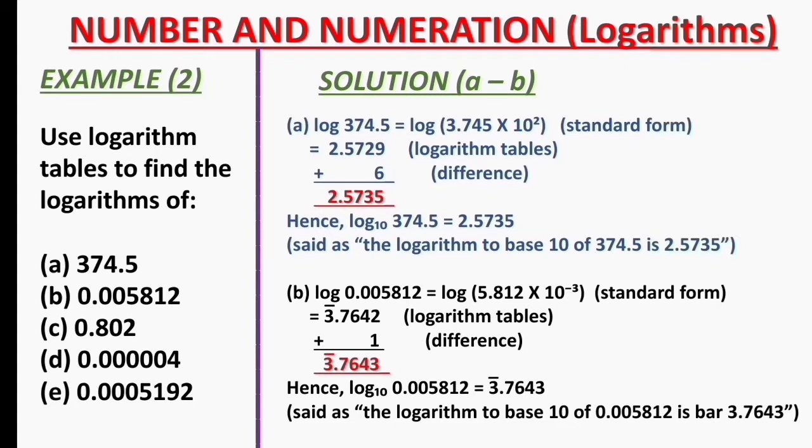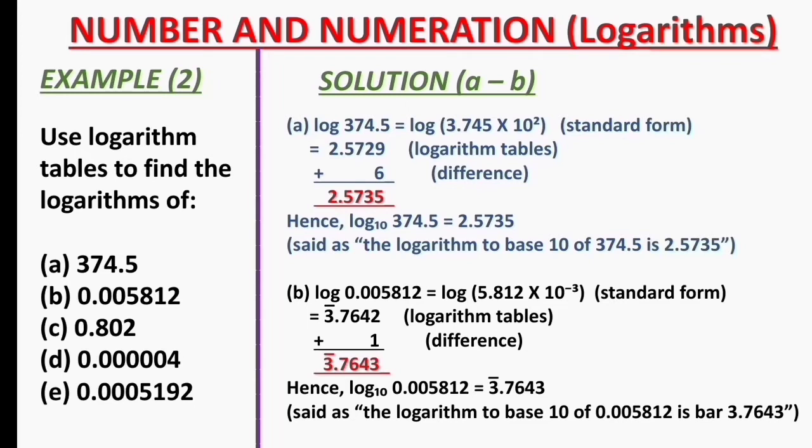Checking this out, we're going to check 58 under 0.1. That should give us 7642. Checking difference 2, we are going to have 1. Don't forget to add your difference. Finally, the logarithm to base 10 of 0.005812 is bar 3.7643. I hope question 2A and B, they are clear to you.